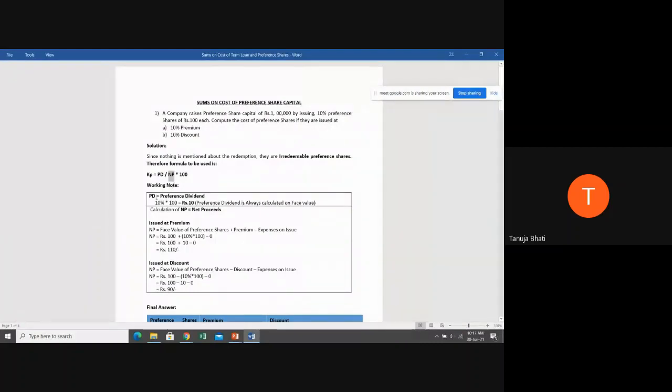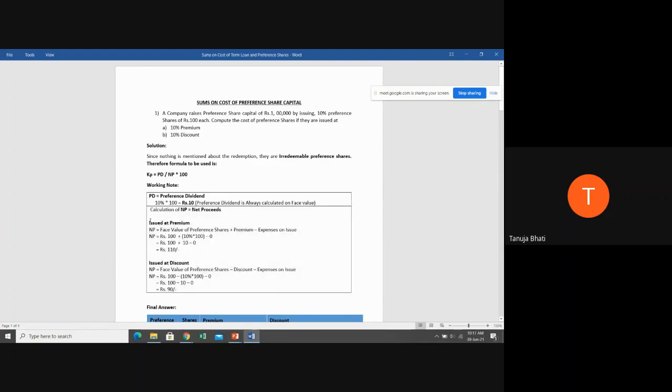PD is nothing but preference dividend, and it is 10% of 100, because dividend is always calculated on the face value. So 10% of 100 is rupees 10. Next is net proceeds. We are going to do the working note together for A as well as for B.